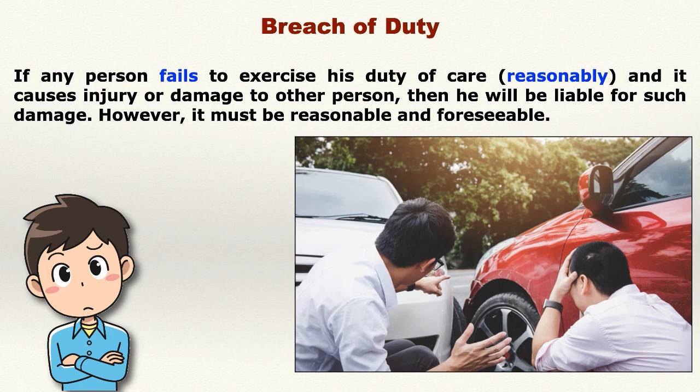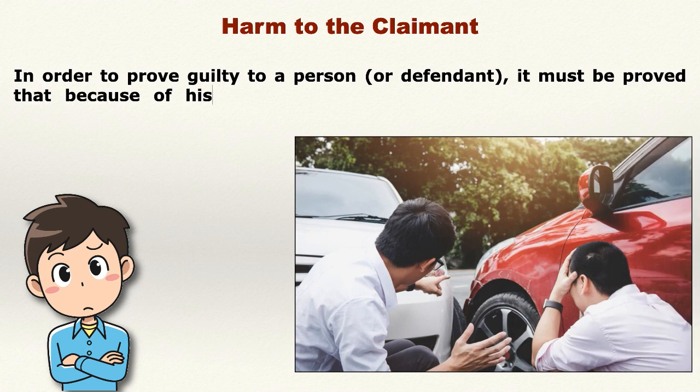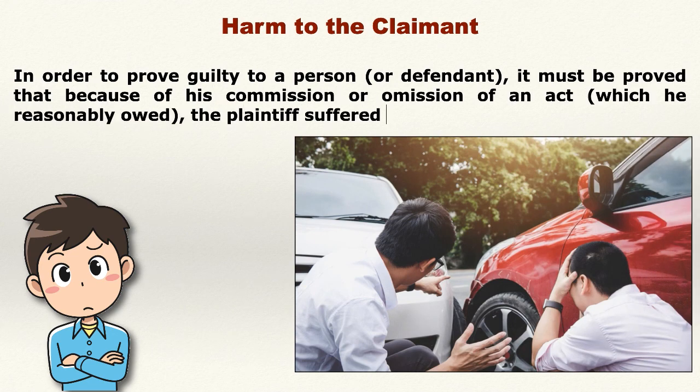Now, the third and the last concept is harm to the claimant. In order to prove a person or defendant guilty, it must be proved that because of his commission or omission of an act which he reasonably owed, the plaintiff suffered the injury or damage. So, it is the duty of the claimant to prove that because of the defendant's act that he should have done or should not have done, both the conditions, commission or omission, in both the conditions, if the plaintiff suffered the injury or damage, then the defendant will be liable.